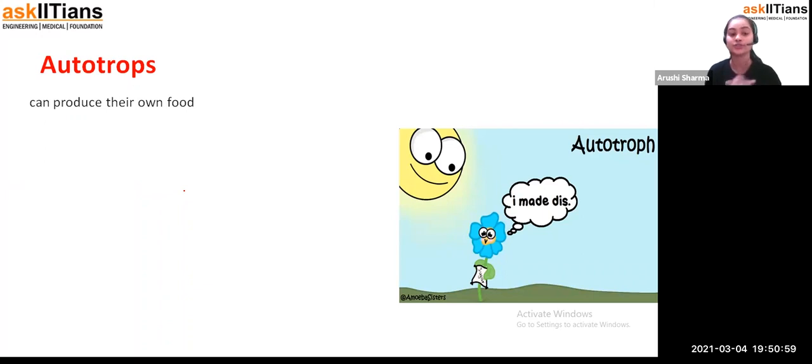Now, what are the autotrophs? So, students, auto means self, okay, so we can say the type of organisms which can produce their own food, like they are not depending upon any other animal or any other organism for the production of their food. So such type of organisms we call autotrophs. Fine. Yes, exactly, student. Autotrophs are those type of organisms which depend upon the sunlight.